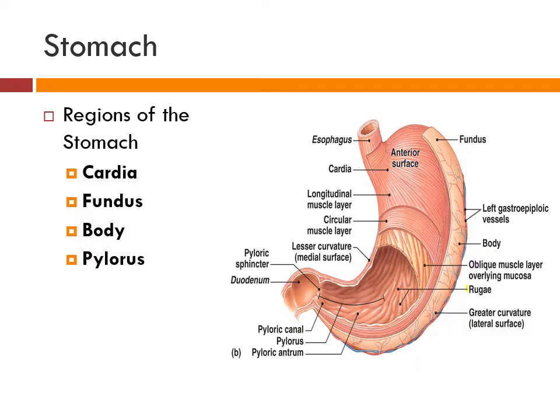We also want to point out the rugae, and rugae are these folds that you see inside the lining of the stomach, and those are what allow for the expansion of the stomach to hold a large meal. In the pylorus, we have the pyloric antrum, which is the very first part of the pylorus, and then the pyloric canal, which is this end part here that's going to go to the pyloric sphincter, and the pyloric sphincter is what allows the chyme to leave the stomach and enter the duodenum, which is the first section of the small intestine.